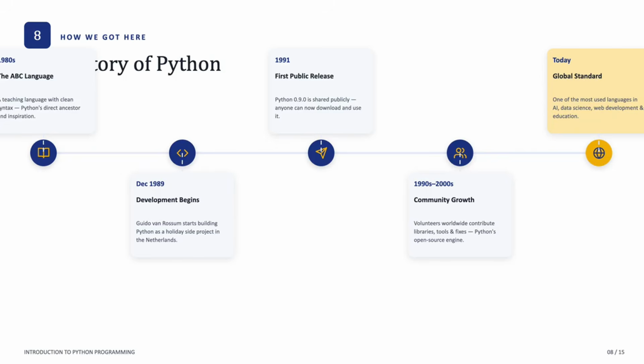Now that we know where the name came from, let's understand why Python became one of the fastest growing programming languages in history.